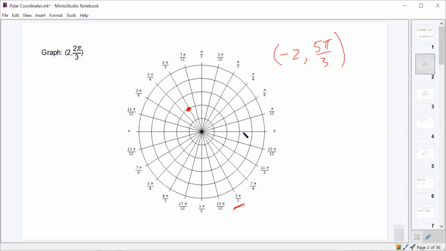We could have also gotten a different angle here. We could have said that this was the angle negative 4 pi over 3. So we could have said (2, -4 pi over 3). Or instead of calling it 5 pi over 3, that could have been negative pi over 3. And then we'd have the point (-2, -pi over 3). Good or not?